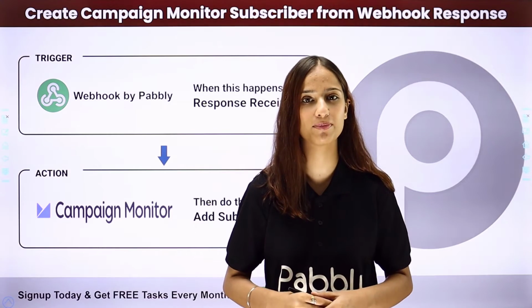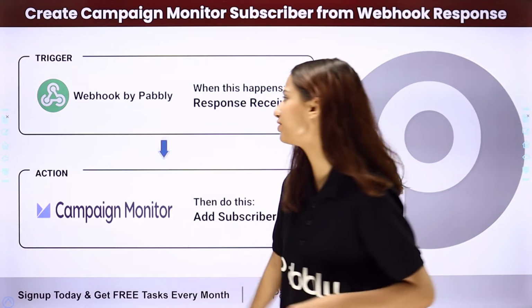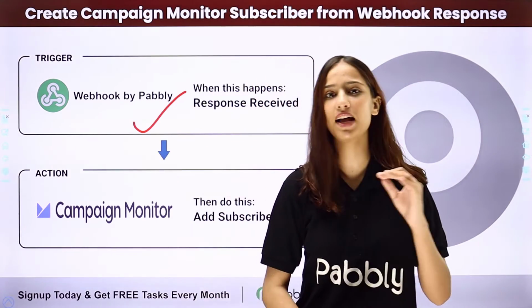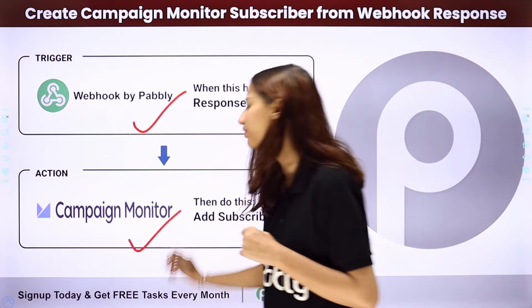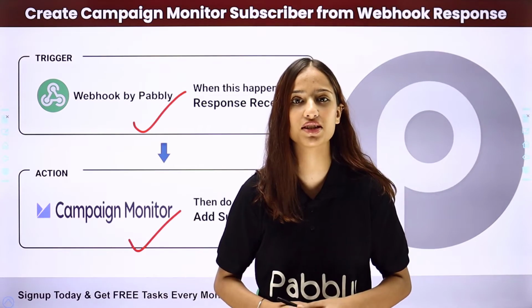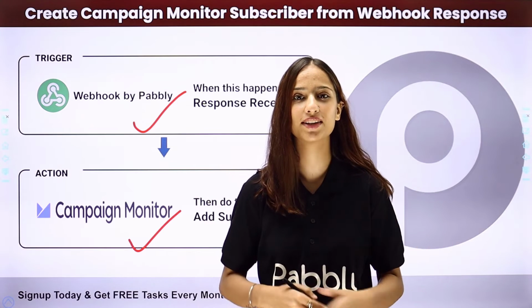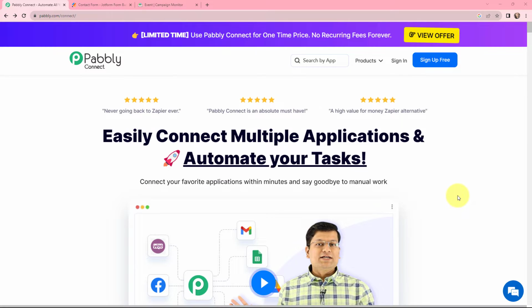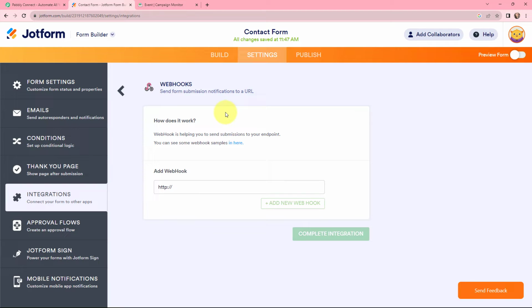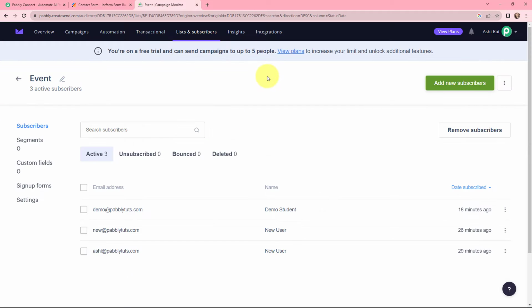For that I will be using Pabbly Connect, where my trigger application will be Webhook by Pabbly and my action application will be Campaign Monitor. To learn how we set up this integration, follow me through the screen. In this video, we will learn how you can create a Campaign Monitor subscriber from a Webhook response. Whenever a new response is captured through Webhook, then automatically by using that response, we want to create a new subscriber in Campaign Monitor.